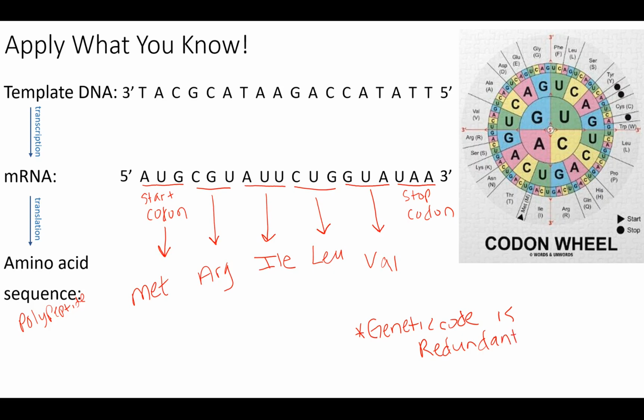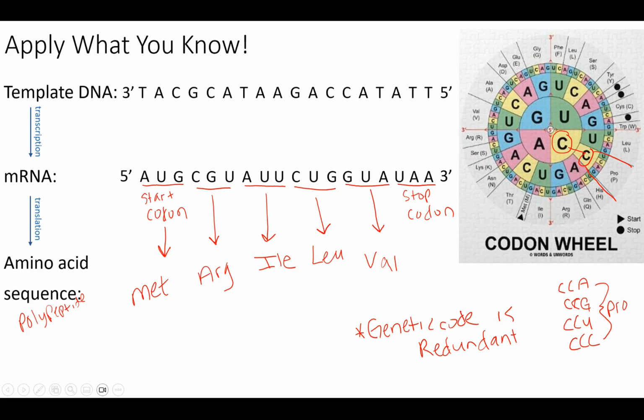What does that mean? Well, if you look here, let's trace out C, C, and then it doesn't matter what that third nucleotide is. We're going to get proline. So CCA, CCG, CCU, CCC, all of them give us the same amino acid of proline. This is why we say that the genetic code is redundant. Multiple codons can give us the same amino acid.